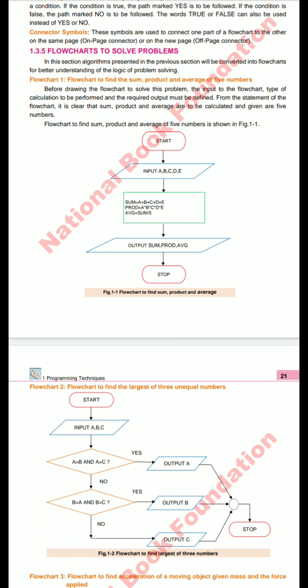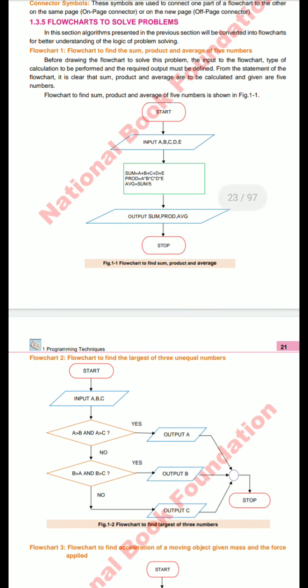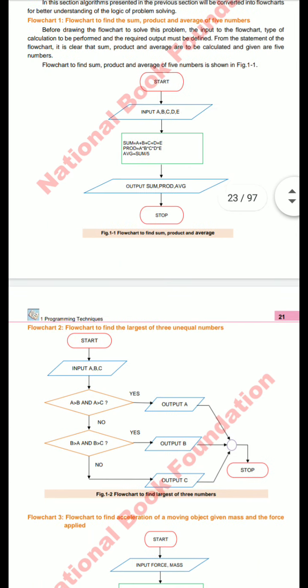You have to find the result in 3 phases. Number 1 is sum, number 2 is product, and number 3 is the average. Now the input is 5 numbers. After the start, in the input diagram, these numbers are used as input: A, B, C, D, E. Next is processing. Processing means you have to calculate the sum, the product and the average.